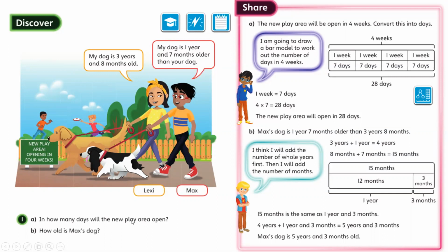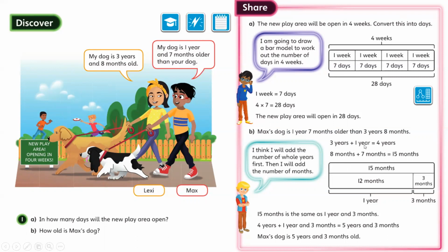Right, the second part is, how old is Max's dog? Right, well, we know that Lexi's dog is 3 years and 8 months old, and we know that Max's dog is 1 year and 7 months older than Lexi's dog. So we're going to have to add these 2 amounts together. So if we look here, we've got 1 year and 7 months adding 3 years and 8 months. And I like the way they've done it here because they've separated the years to the months to start with. So they've taken 1 year here and 3 years here.